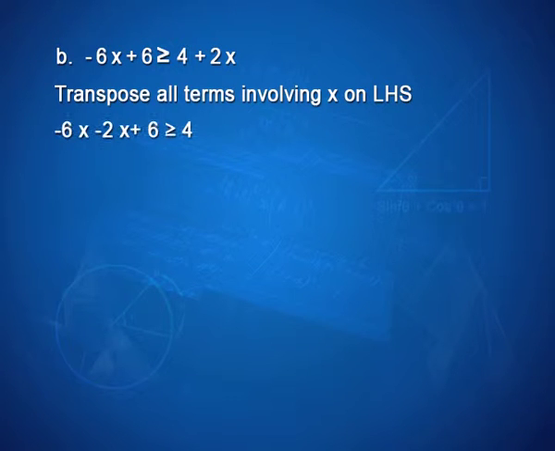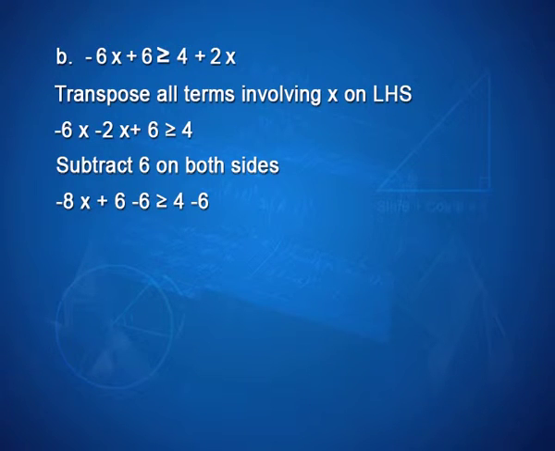Therefore, minus 6x minus 2x plus 6 is greater than or equal to 4, minus 6 on both the sides, giving us minus 8x plus 6 minus 6 is greater than or equal to 4 minus 6. Therefore, minus 8x is greater than or equal to minus 2. That is, x now will be less than or equal to minus 2 upon minus 8, because we are dividing by minus 8. Therefore, x is less than or equal to 1 by 4.